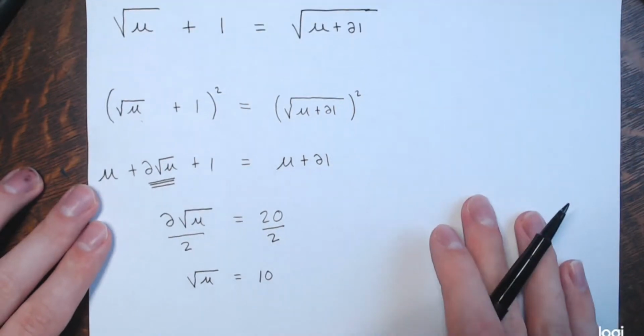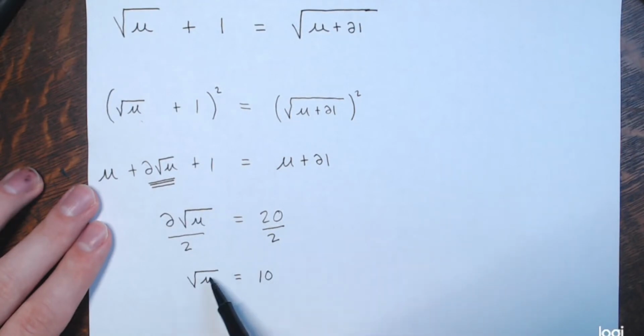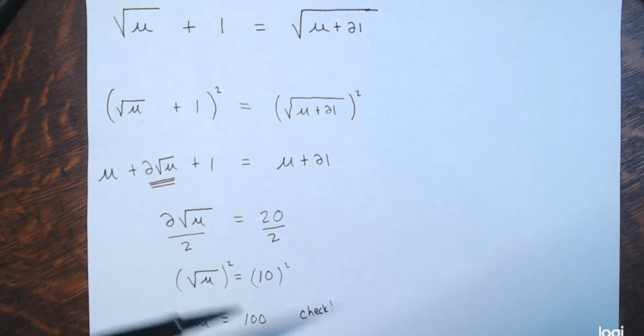And if the square root of u is 10, once again I square, now I've isolated the radical, right? Square both sides. Gets rid of the radical. u equals 10 squared is 100. And don't forget to check it. Don't forget to check it back in the original equation.